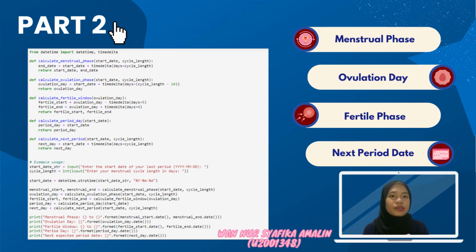In the context of the code provided in the second part, DEF is used to define several functions that perform specific calculations related to menstrual phases. This function encapsulates the logic for calculating the menstrual phases, ovulation date, fertile window phases, period date, and the next period date. By defining this function, we can reuse the code whenever we need to perform this calculation without duplicating the code.